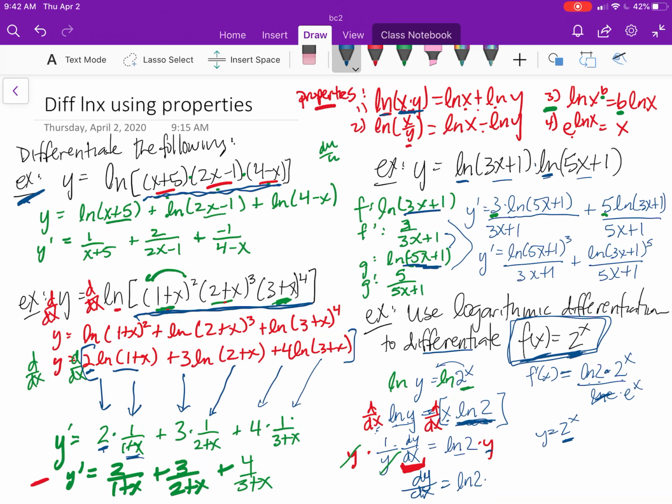So therefore we have ln 2 times 2 to the x. That's exactly what I had claimed it would be with the formula. But now we actually showed why it's true. We use this log as a trick to get x down in order to come up with the formula that I told you to use.